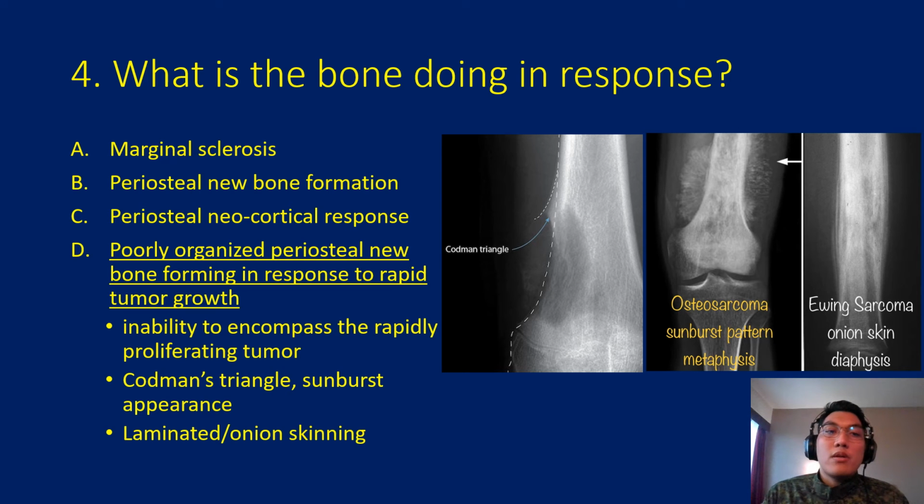We may also observe a poorly organized periosteal new bone in response to rapid tumor growth. It is typically seen in osteosarcoma or Ewing sarcoma. It is variously observed as a Codman's triangle, starburst appearance, or laminated onion skinning, and it produces radiographic evidence that the tumor growth has outstripped the bone's potential for responding to the lesion. There is often an associated soft tissue mass on top of the intact cortex with surrounding periosteal new bone.